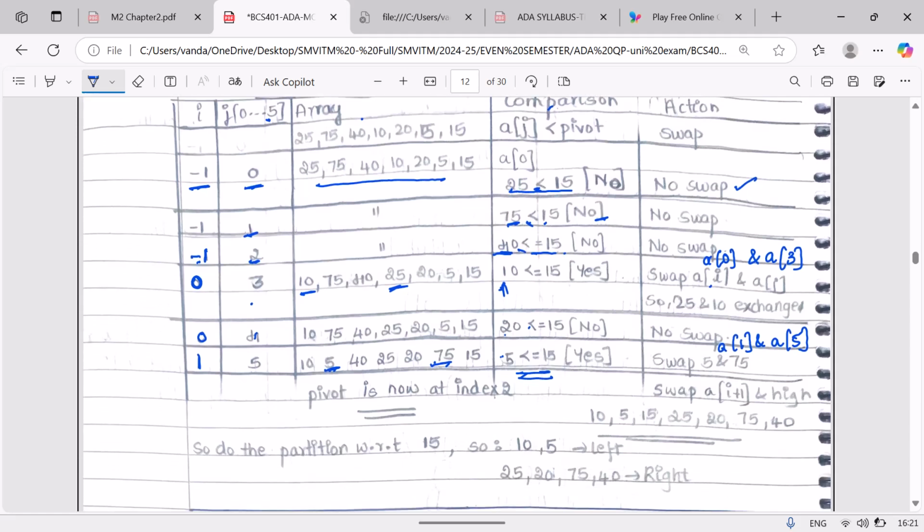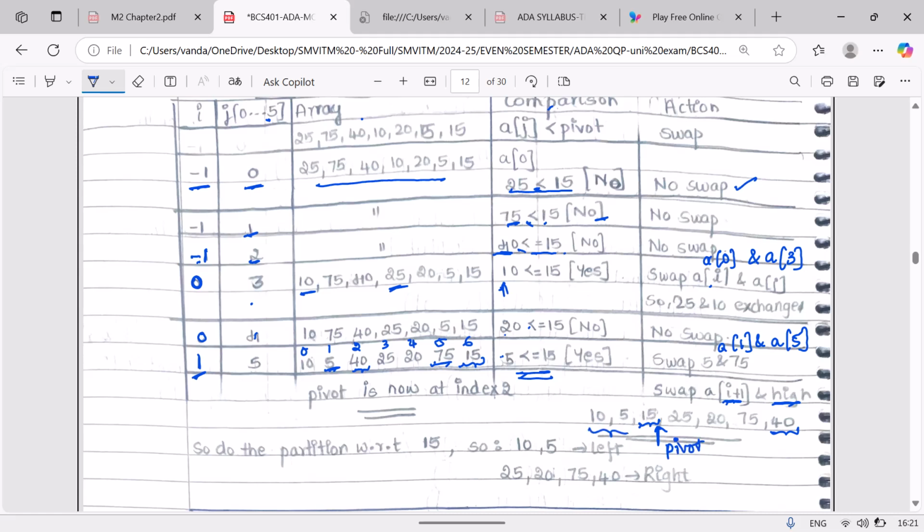After that, what are you supposed to do? Because j has now finished all its iterations, now you will increase the value of i by 1 and swap it with the high value, the pivot value. So what will happen? i is right now 1. So i plus 1 means A of 2. So this is 0, 1, 2, 3, 4, 5, 6. Correct? Now you will exchange the values. So here 15 will come and here 40 will come. So 15 has come here and 40 has come here. So this one is the pivot.